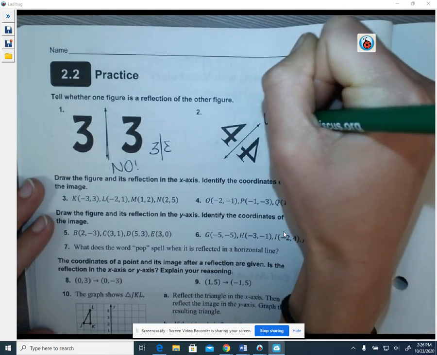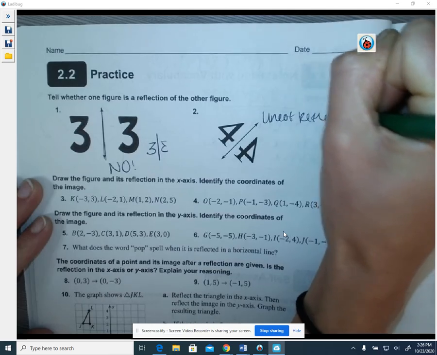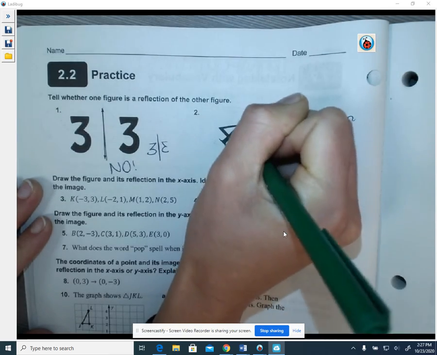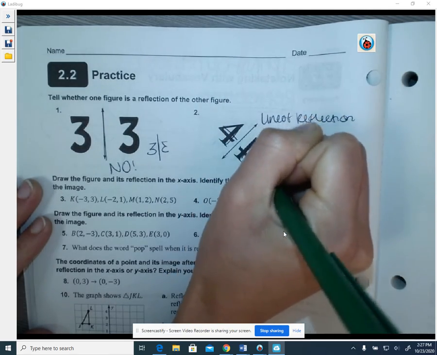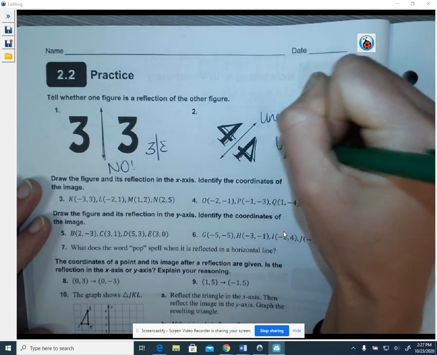How about with the 4? This is my line of reflection. Would you call this a reflection? Yes. Okay, this one is a reflection.